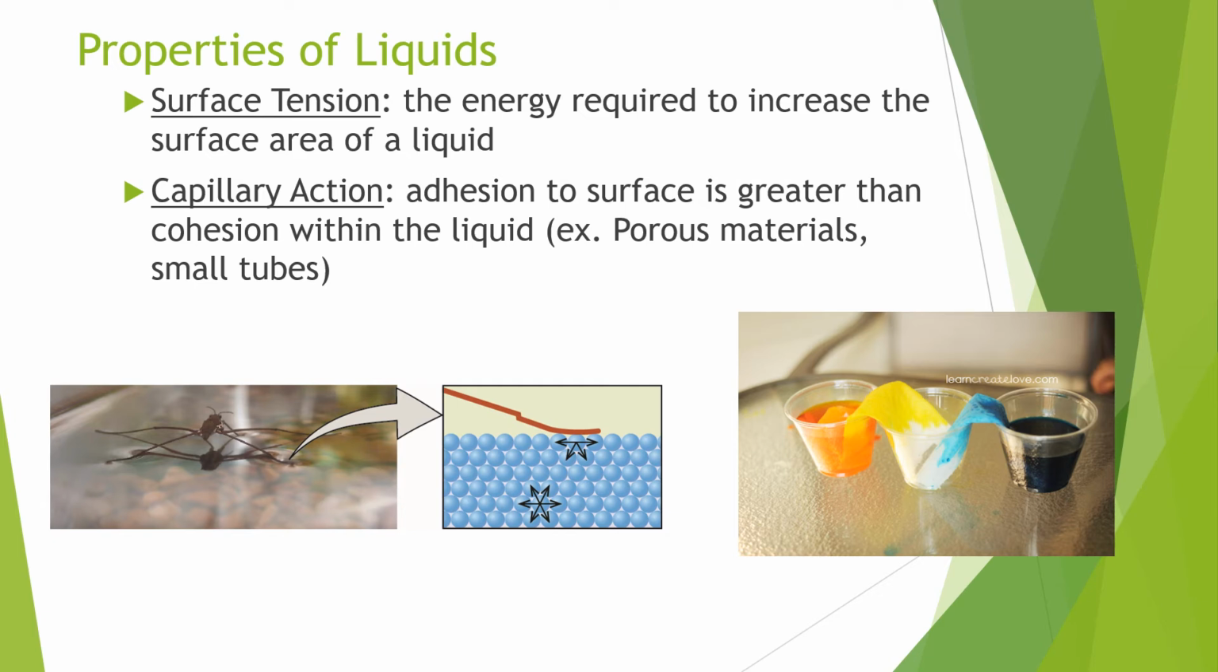Liquids show high surface tension. Surface tension is the energy required to increase that surface area. Because water has super high surface tension, that's why you can see these little bugs that can hop along the water without breaking down into it. That's how, if you've ever done it, you can float a paper clip on the top of water.